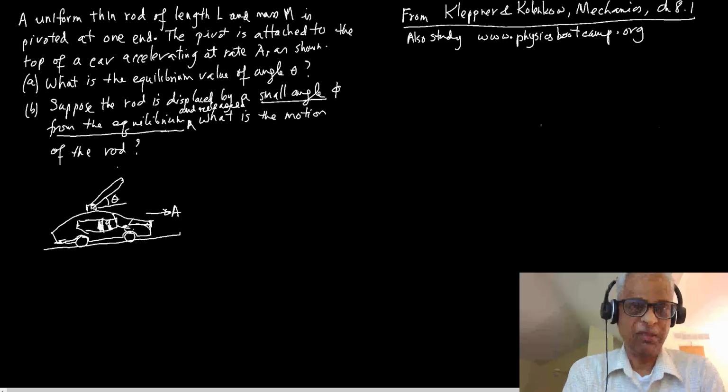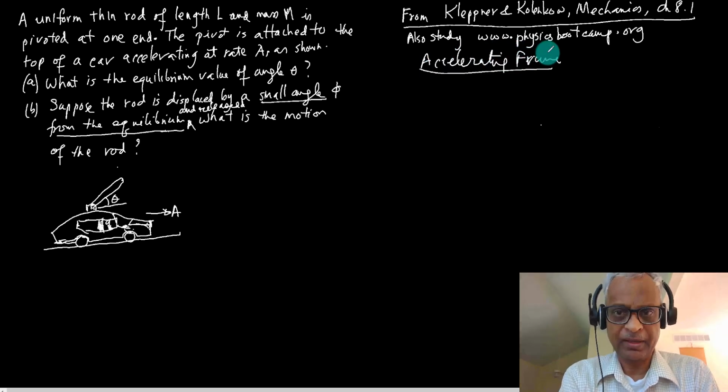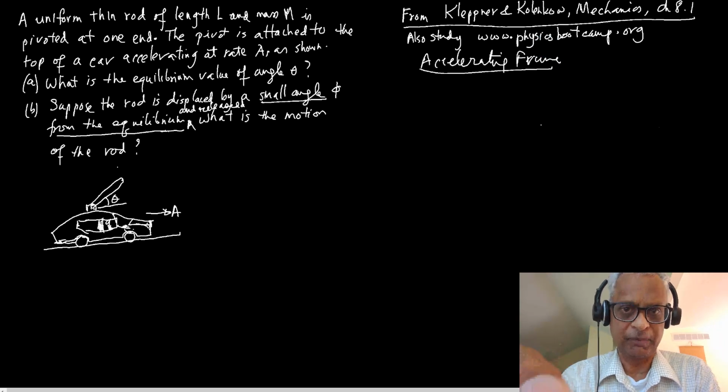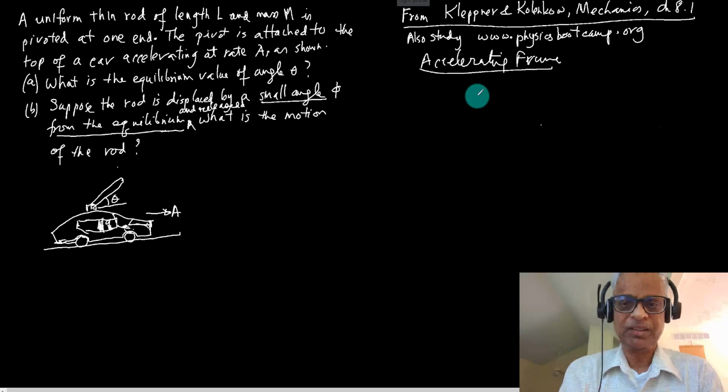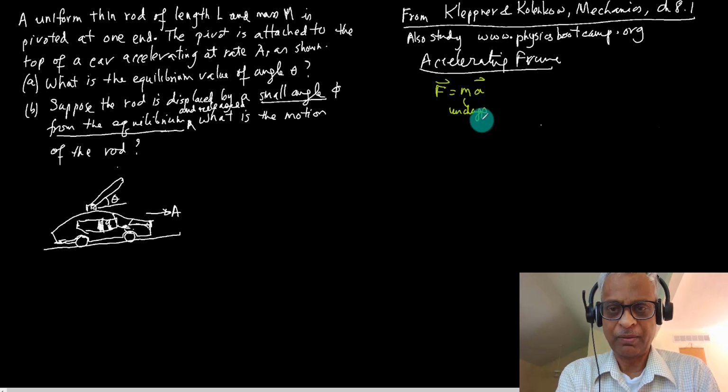Today we have a problem using an accelerating frame. There's a background to this that you may want to refresh on. It's like when you have F equals ma for an unchanging mass system, this is an inertial frame.